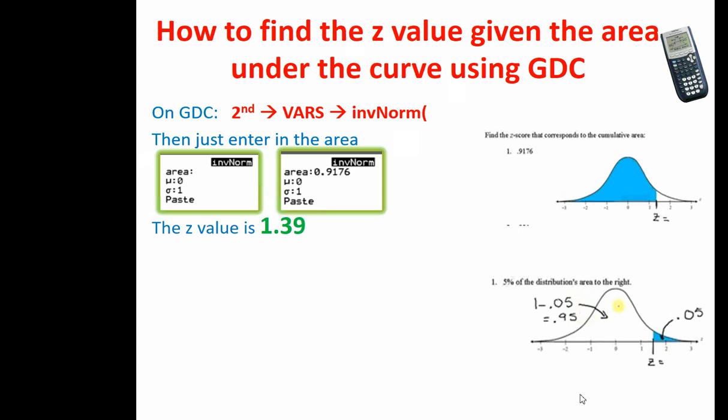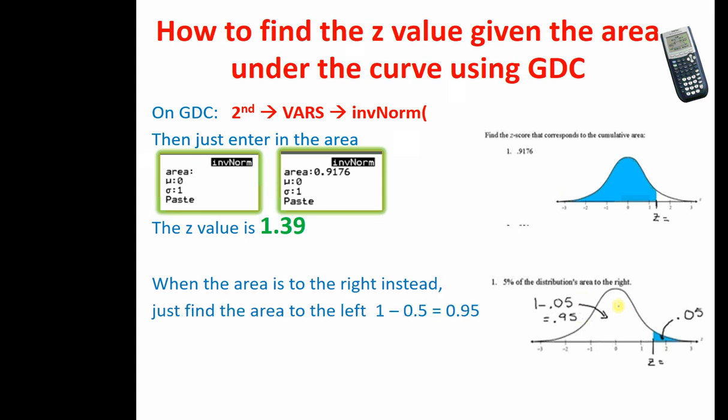Remember, by definition, the area under a normal distribution equals 1. So you could work out this area by doing 1 minus that blue area. So 1 minus 0.05 is 0.95. So you would just put in the area as being 0.95, and the calculator will give you the z-value. So when the area is to the right instead, just find the area to the left by doing 1 minus the area to the right.